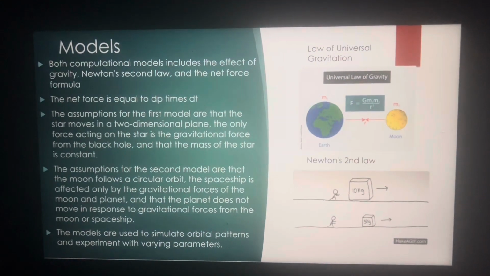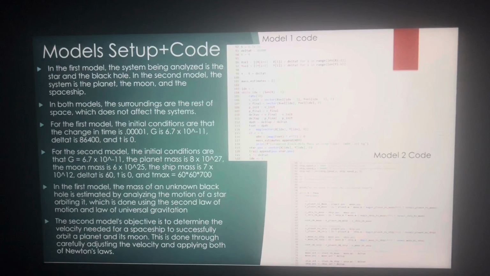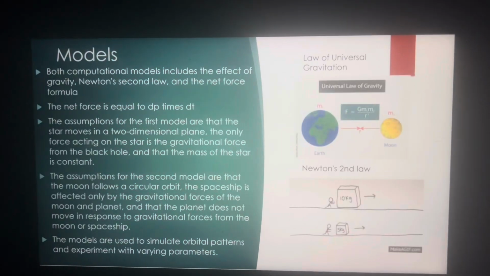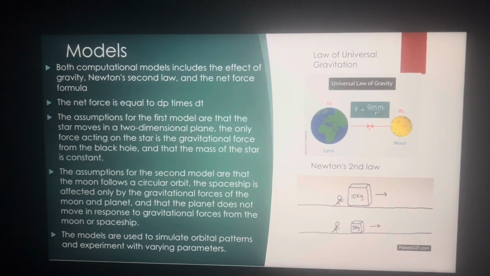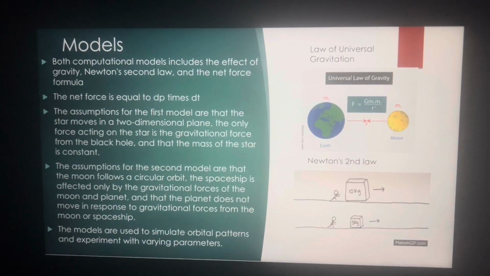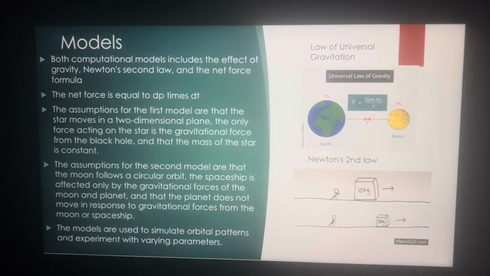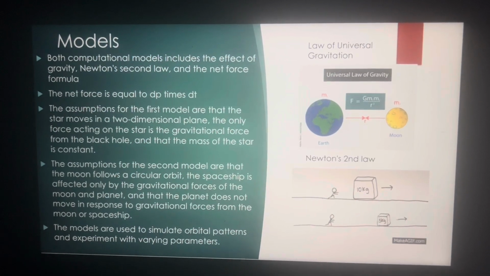Both computational models include the effect of gravity, Newton's second law, and the net force formula. The formula for net force is dp over dt. The assumptions for the first model are that the star moves in a two-dimensional plane, that the only force acting on the star is the gravitational force from the black hole, and that the mass of the star is constant.